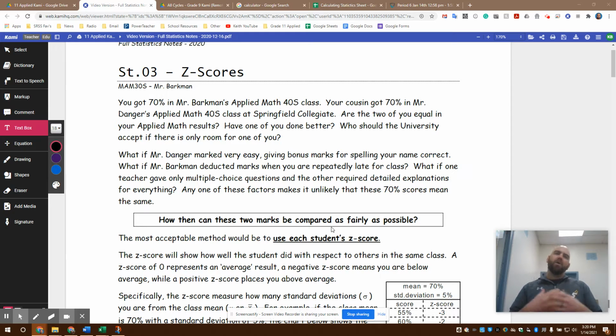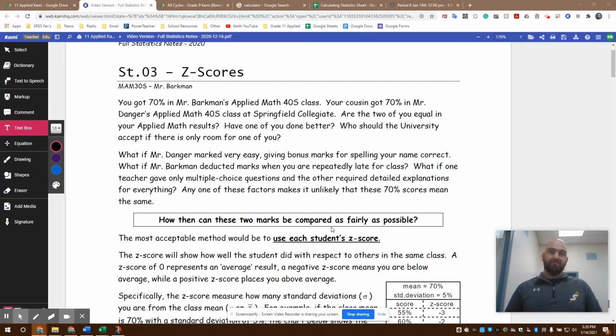We use stats in all sorts of different areas. We're going to take a look at an example and see how two things might be considered fair or unfair. Let's take a look at this first example. Let's say that you are preparing to go to school and you have gotten a 70% in my grade 12 math class. Now your cousin is in Mr. Danger's class at Springfield Collegiate and he also got 70% in that class. Are these two marks equal? If you both get 70% in a class, is that actually equal?